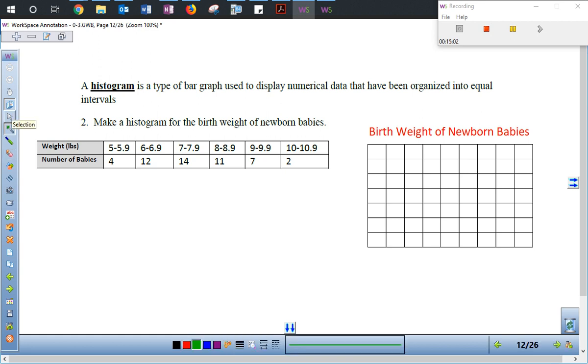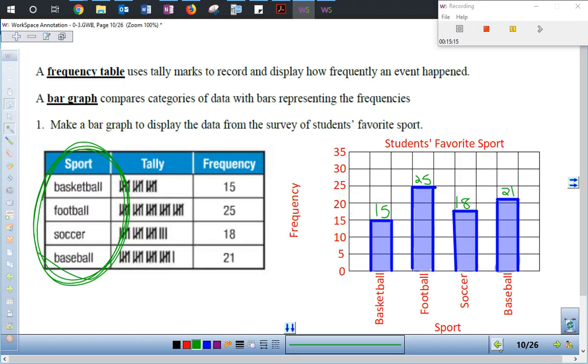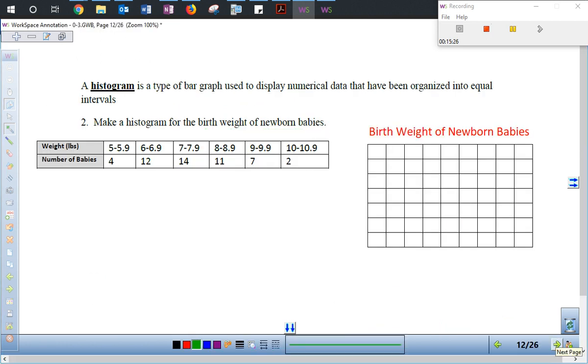Now, this is different than the bar graph because the bar graph compared sports: basketball, football, soccer, baseball. Those four sports really are not related to one another. They're not connected to one another, so notice there's spaces in between them. Now, numbers are related to one another. 5.9 goes right on to 6. 6.9 goes right on to 7. Numbers are fluid. They connect to one another. So when we make our axis labels, they're going to be a little bit different.